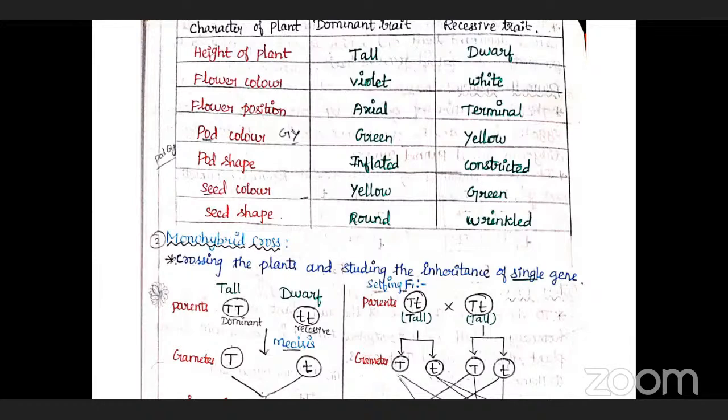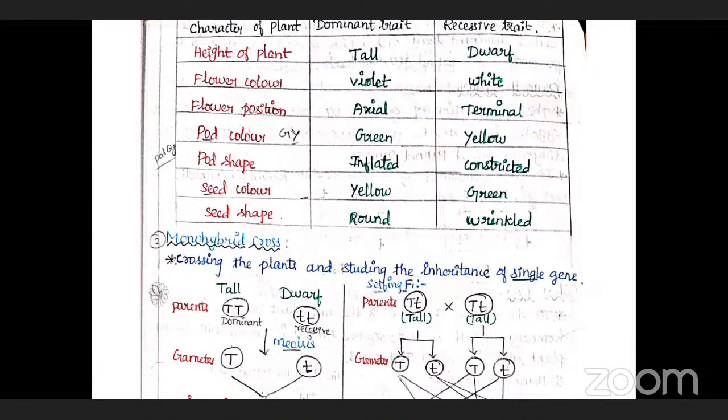The next one is pod color. What is the meaning of pod? P-O-D. A pod is the seed closed with a seed coat. The pod color has 2 alternatives: green and yellow. Green is the dominant character. Yellow is the recessive character.